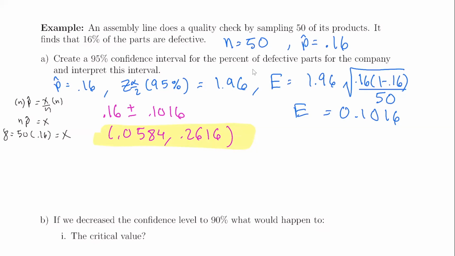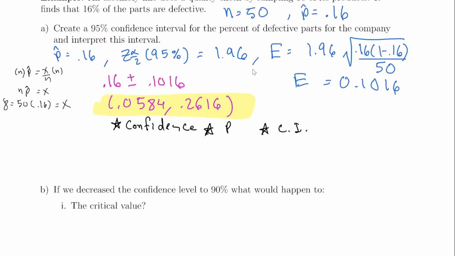All right, so the interpretation should always have how confident you are. It should also have what the population proportion is in the context of the problem. And lastly, it should have the confidence interval that you found. So let's go ahead and do that interpretation.